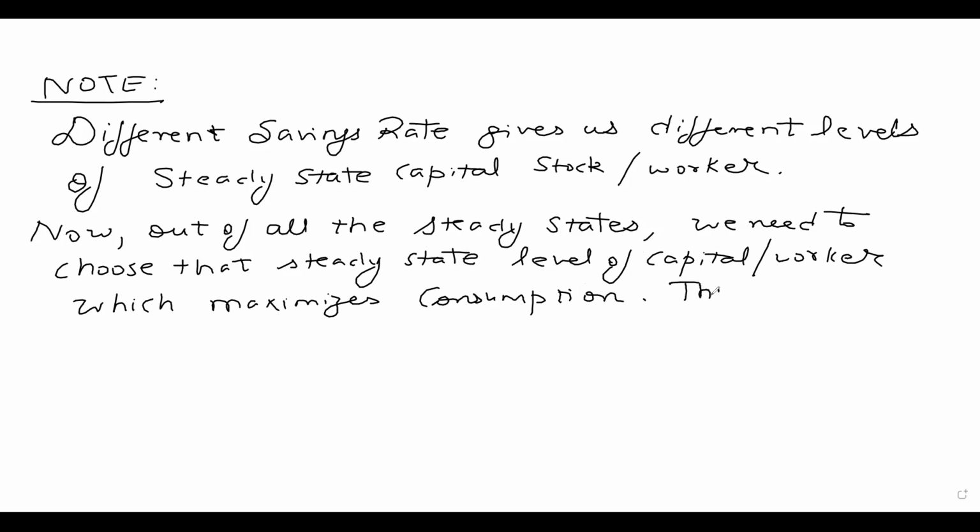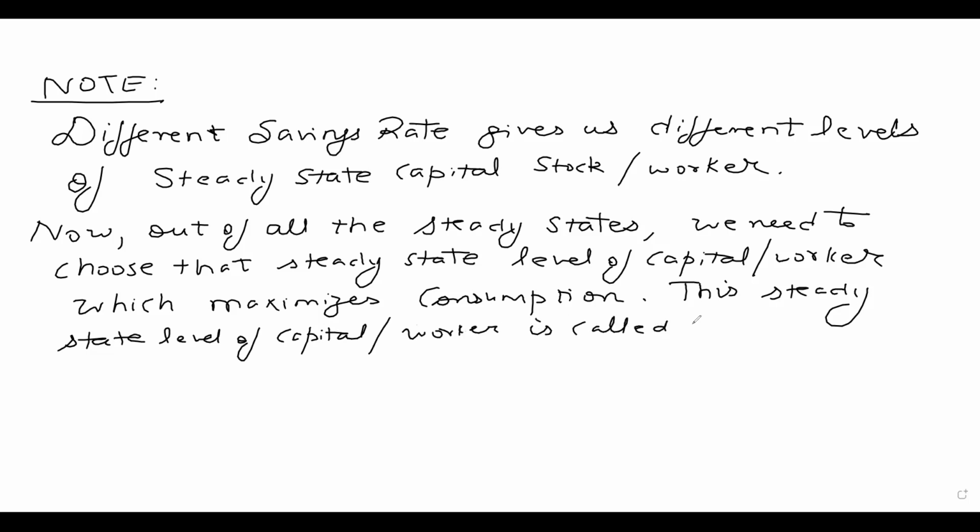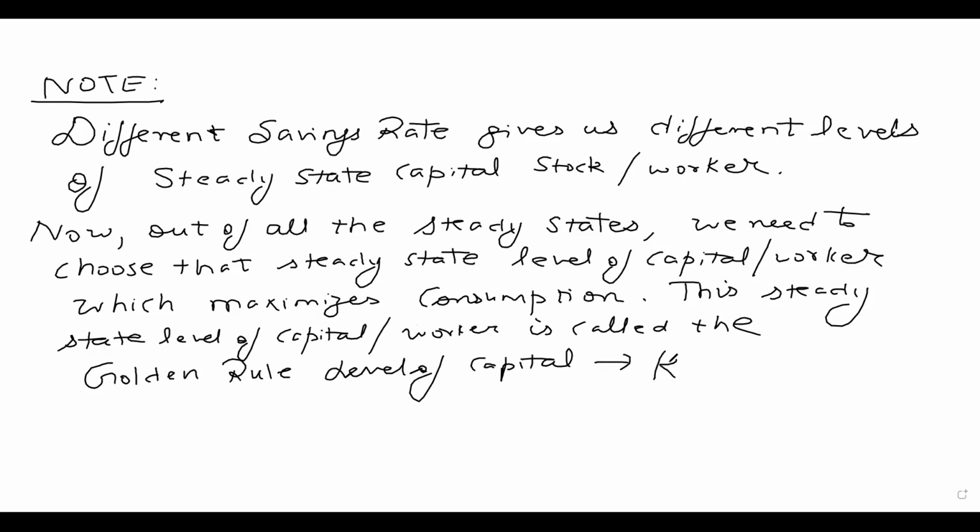This steady state level of capital per worker is called the golden rule level of capital, denoted by small k star gold, subscript gold. This is small k, guys. Okay, so hoping that students have understood this particular note.